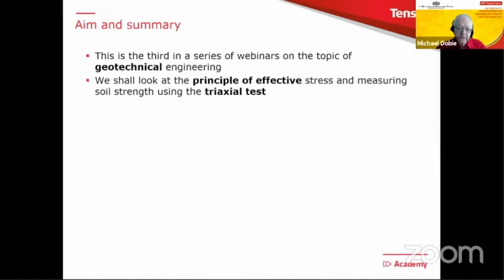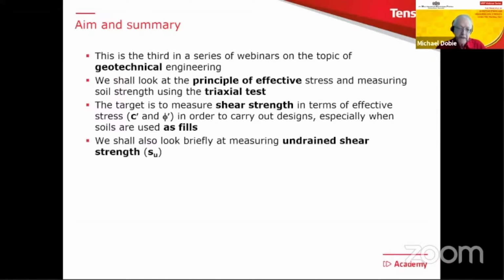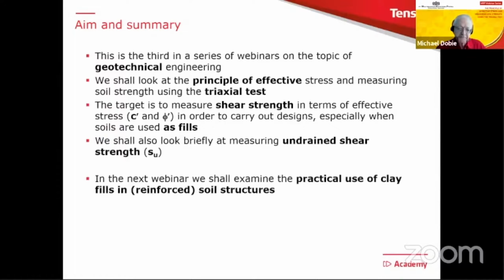And today I want to talk about this really important principle of effective stress, and then also measuring soil strength using the triaxial test. And in fact, in this case, the target will be measuring the effective stress parameters, c' and phi', which we need to know in a lot of our designs, especially when we're using soils as fills. I shall look briefly at undrained shear strength, but in fact, that will come up in a later webinar.